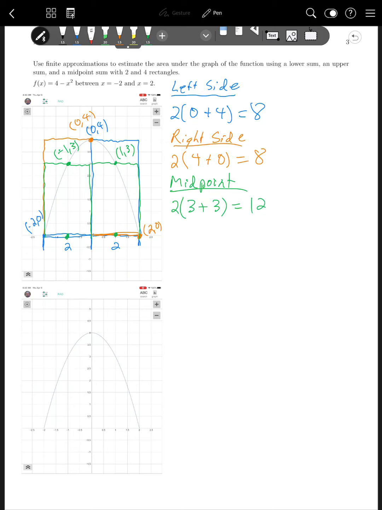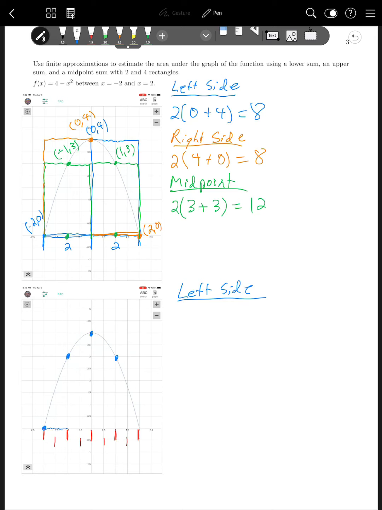Now, if we did the same thing, same idea, but with more rectangles, so let me bring in another copy of this graph. Okay, so now we can do it with four rectangles. We want to break our region up into 4 pieces. So in this case, if I break these up into 4, that's every 1 unit. So that's at -2, at -1, at 0, at 1, and at 2. So each one of those has a width of 1. And now it's all about where do we want to do the heights.